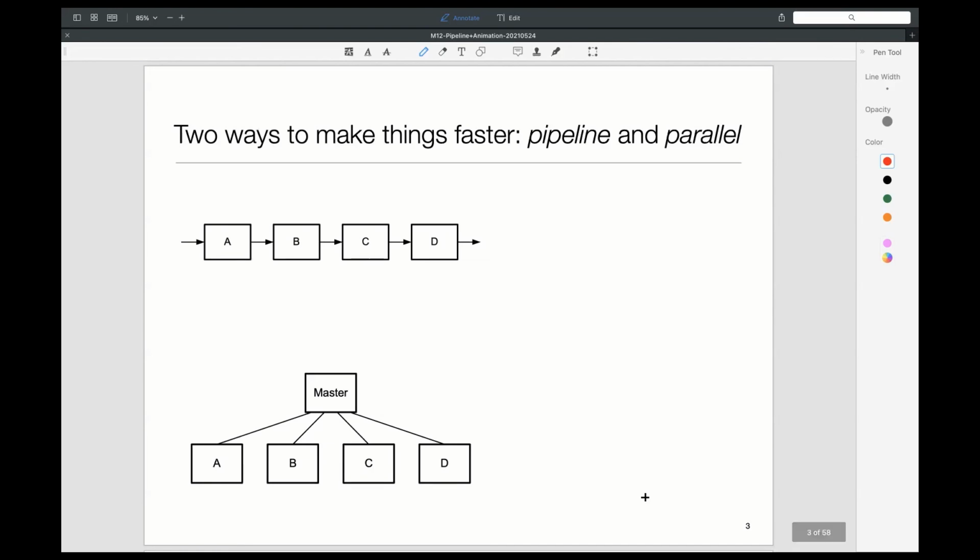But let's start with the following. Let's say I have to do some tasks, A, B, C, D, to finish a total job. Conceptually, there are two ways I could do this, depending on what is possible. Maybe A, B, C, D are independent of each other.